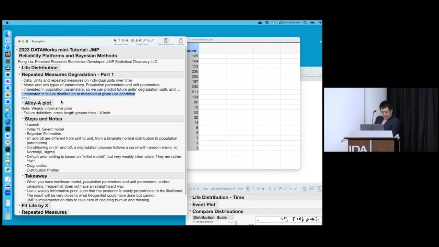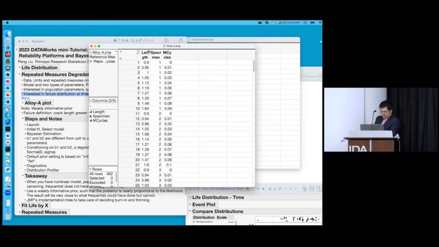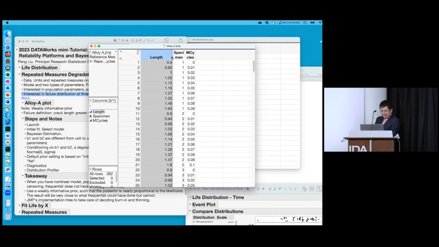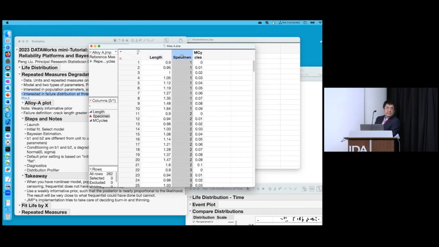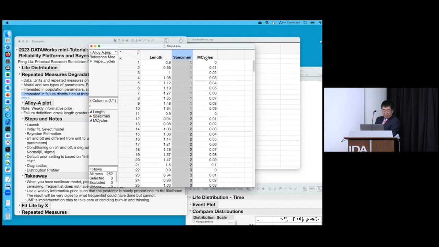So the example is Alloy A data. It's metal fatigue data. What do you see here if I open it? The first column is the crack length. The second column indicates the unit; a different number indicates a different unit. And then million cycles. At the beginning, they all start at 0.9 inches. Over time, at 0.01 million cycles, they measure the first specimen, and the crack length grows to 0.95 inches. At 0.02 million cycles, they measure this first specimen, it grows to 1 inch crack, and so on and so forth.